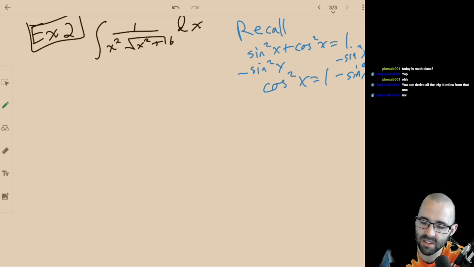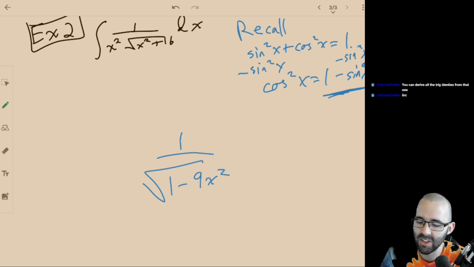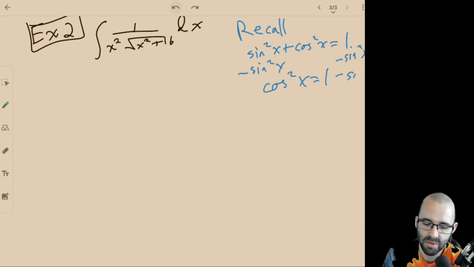If we got, for example, on the denominator the square root of 1 minus 9x squared, that's when you'd want to use this trig substitution. You say 3x equals sine. You have a couple options on how you do it. But that's not what we have. We have x squared plus 16, so it's not going to be that one. We need another option. What was the other option?